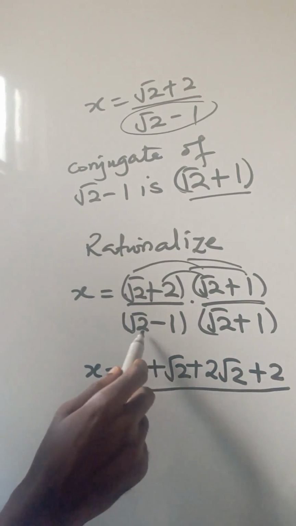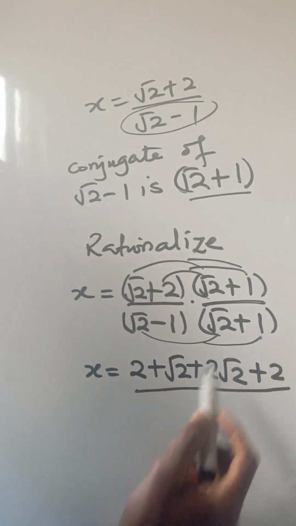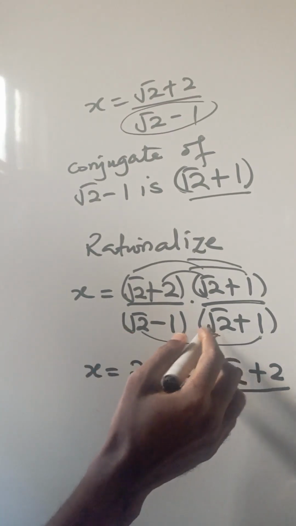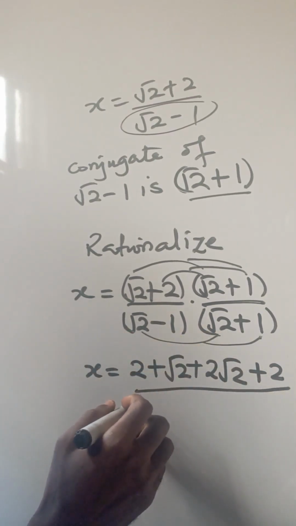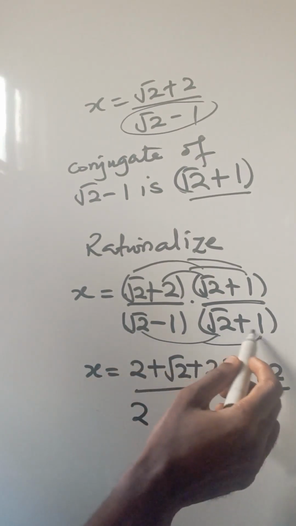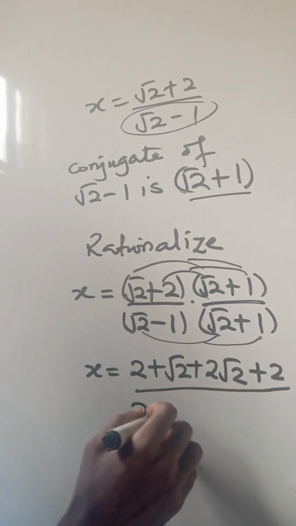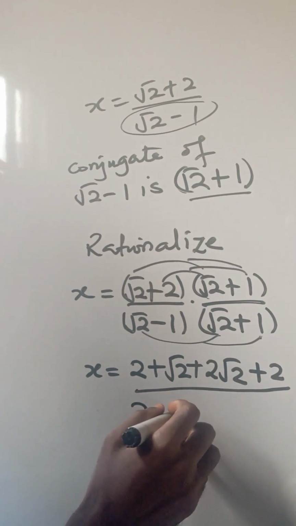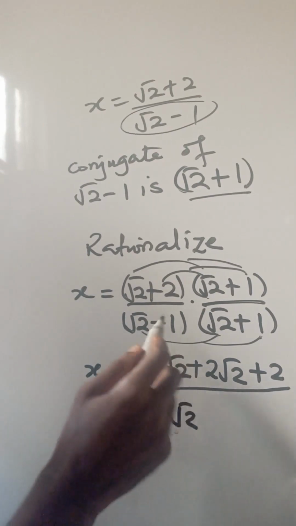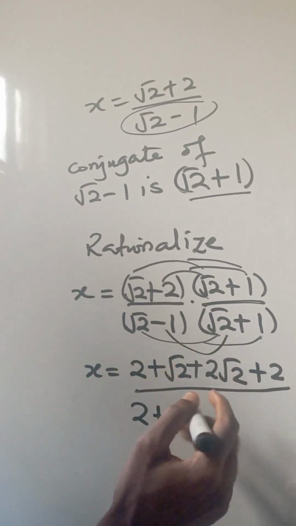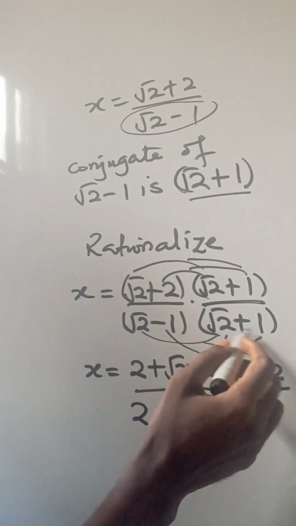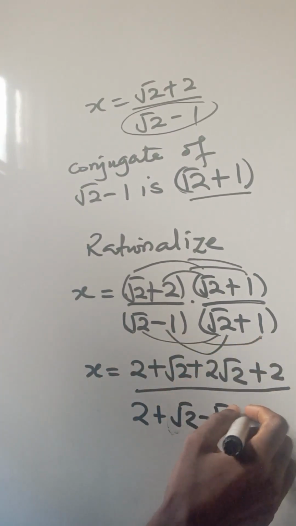And what about the denominator? This will times this and this. So if I do that, root 2 times root 2 is root 4, which will still give us 2. Root 2 times plus 1 is plus root 2. Now minus 1 will times this, which is minus root 2. Minus 1 times plus 1 is what? Minus 1.